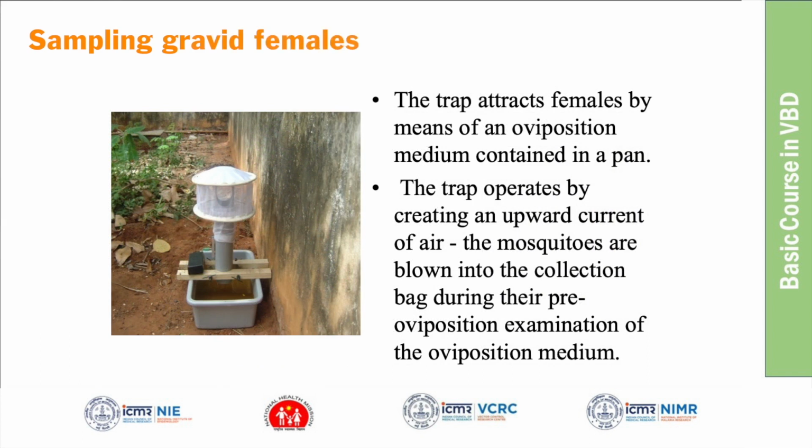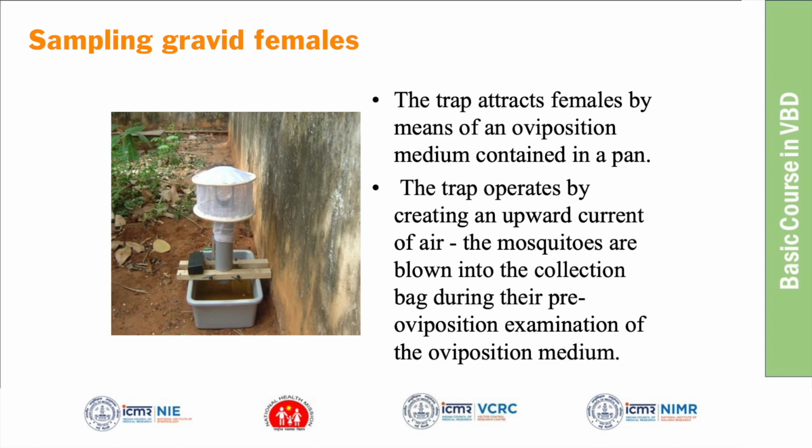Then again, now sampling the gravid females. Here I have given this figure. This trap is called a gravid trap. The trap attracts the females by means of an oviposition medium that is contained in a pan.